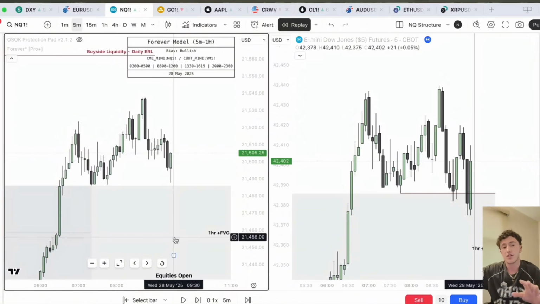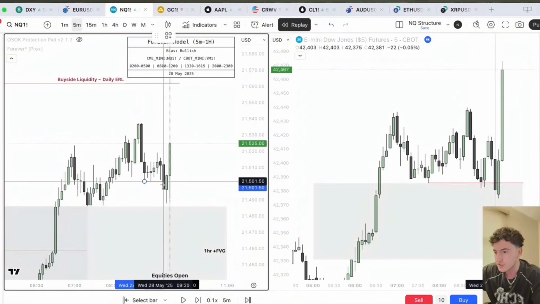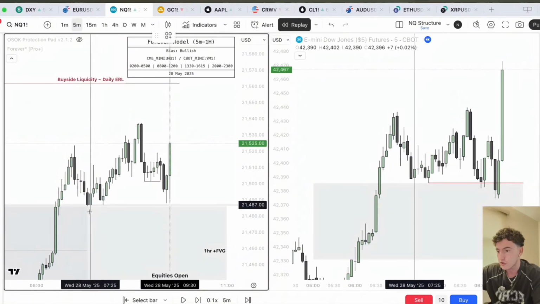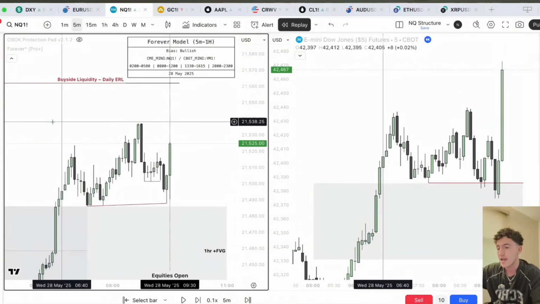So pause the video now before I show what actually pops up on the annotations. So boom, what does 9:30 do? At 9:30, we have a sweep of the low resting here. This down close candle at 9:20 is the down close candle that sweeps the short-term lows, that also creates this SMT at these resting lows between the Dow and the NASDAQ.